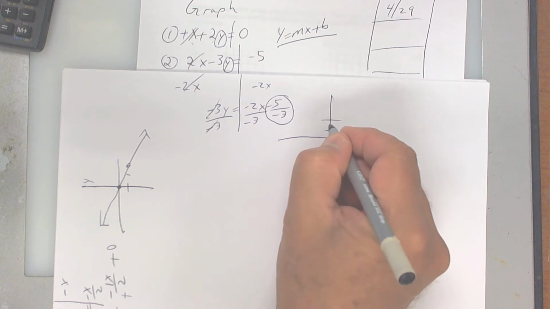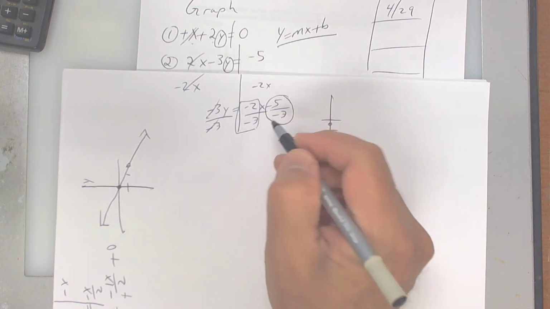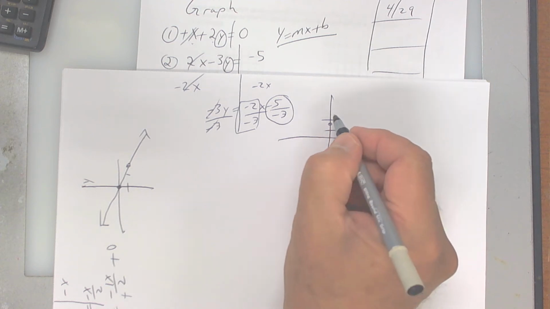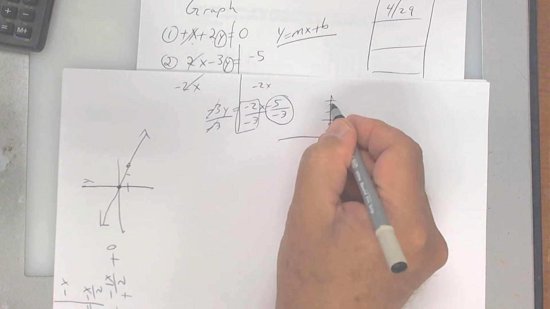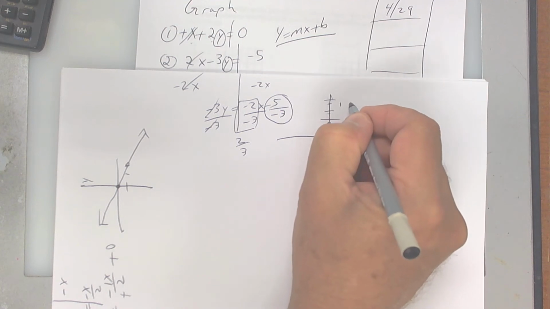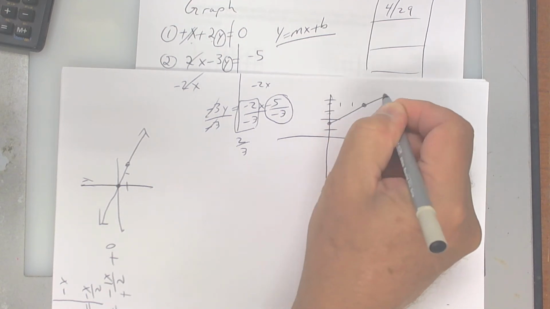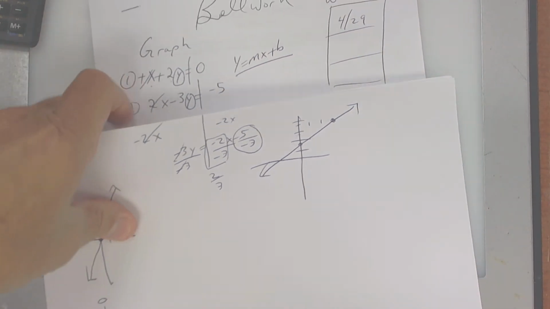So go up 1 2/3. Your slope is 2 over 3. So it's rise, so it's up 2. Up 2 is 1, 2, up 2, and then to the right, because that's a positive 2 over 3, and then to the right 3. And there it is. And that's how you do that. And that's how you do today's work.